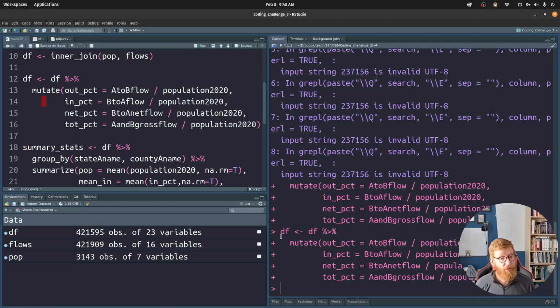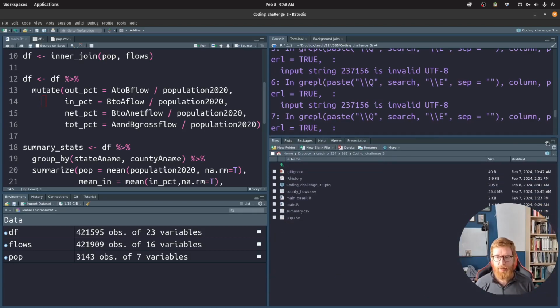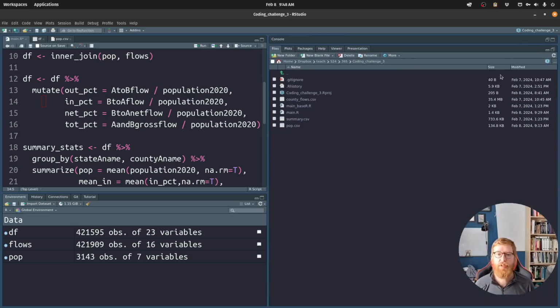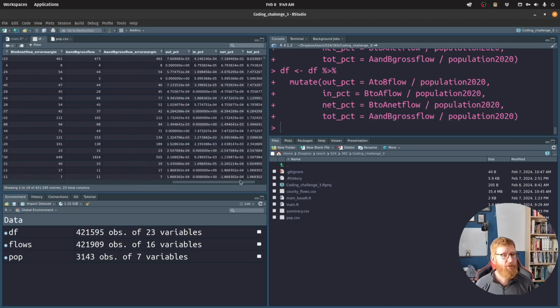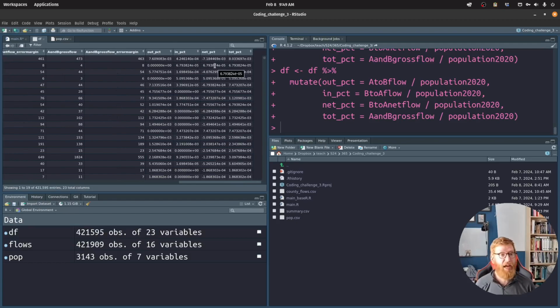That's good. Cool. So we've taken our data frame, and the change we've made to it, actually, this will make it a little easier for you guys to see, is that it is itself, but with these mutations. These mutations are adding new columns. So if we view DF, we should be able to scroll over to the right, and we've got these percentage values. And these look like they're on the right order of magnitude, so that's good.